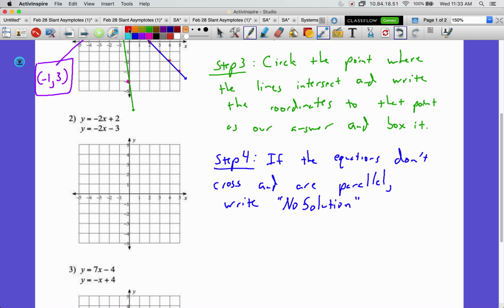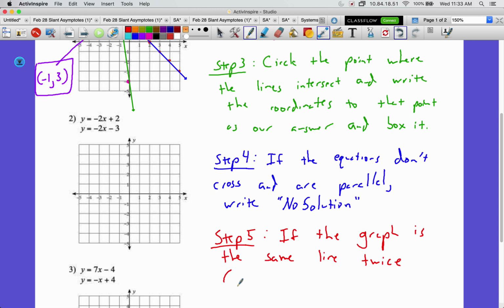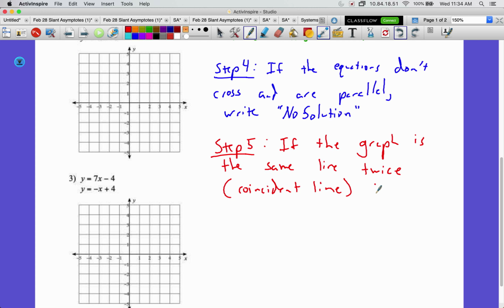Step 5, if the graph is the same line twice, in parentheses, we could say this is a coincident line. If the graph is the same line twice, a coincident line, then say infinite solutions.